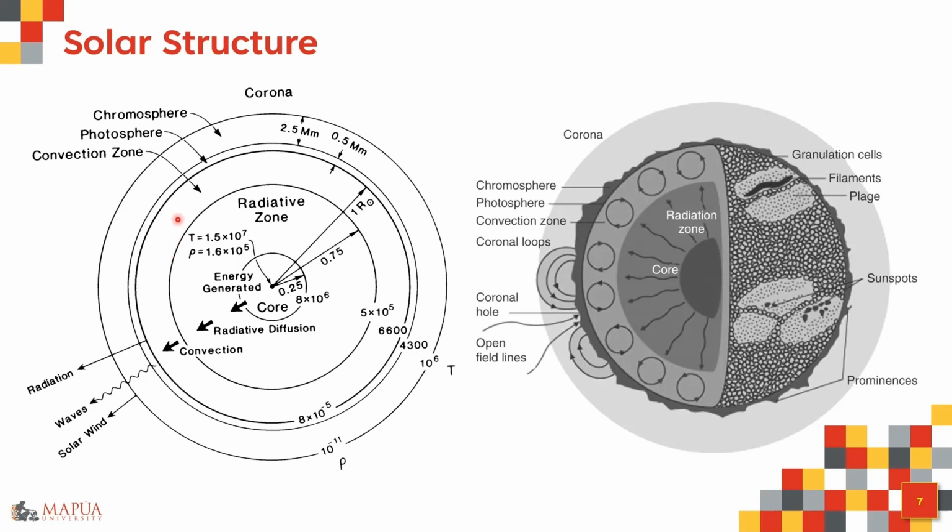In the next class, we're going to talk about the solar surface and the solar atmosphere, including the discussion on the photosphere, the chromosphere, and the corona.